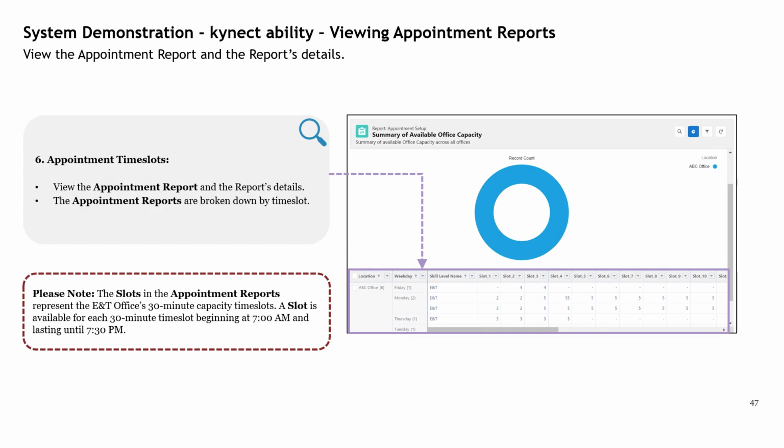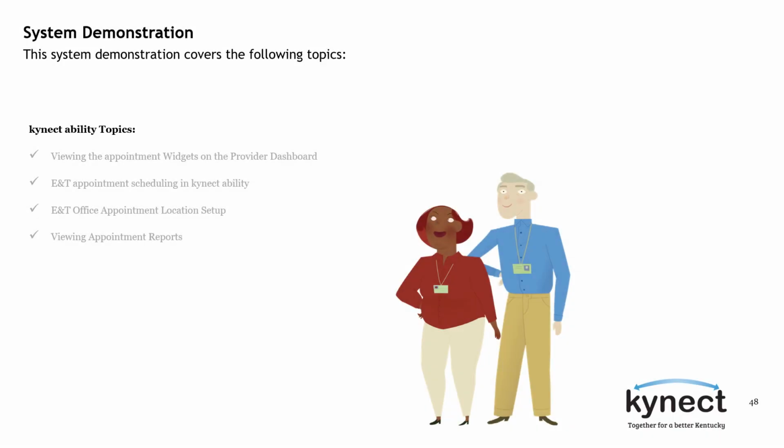View the appointment report and the report's details. The appointment reports are broken down by time slot. Please note the slots in the appointment reports represent the ENT office's 30-minute capacity time slots. A slot is available for each 30-minute time slot, beginning at 7 a.m. and lasting until 6 p.m.